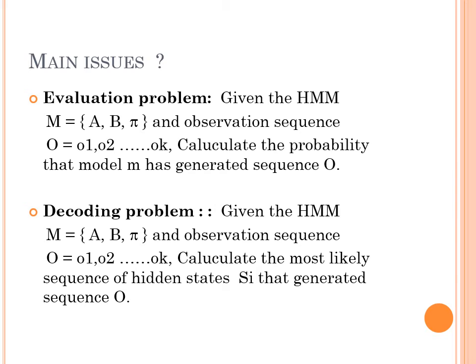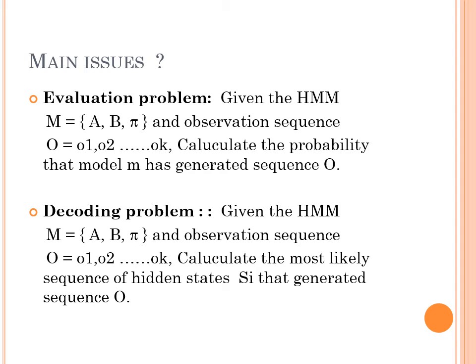So now we will discuss the main issues. There is an evaluation problem: for a given hidden Markov model, the Markov model is given as M equal to A, B, pi, and an observation sequence. Then calculate the probability that model M has generated the output sequence. This is one main issue.